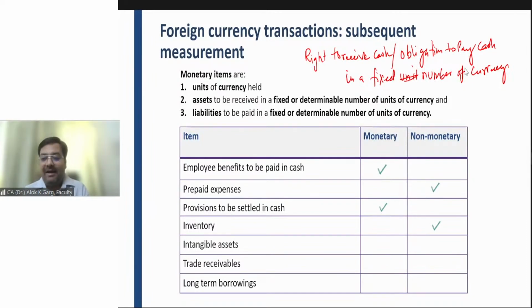Advance paid to supplier. Is it a monetary asset or non-monetary asset? Advance paid to supplier is also a non-monetary asset because there is no right to receive cash. There is a right to receive goods, right?